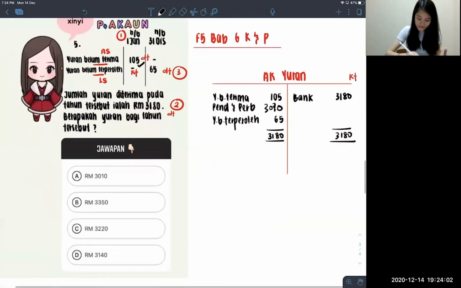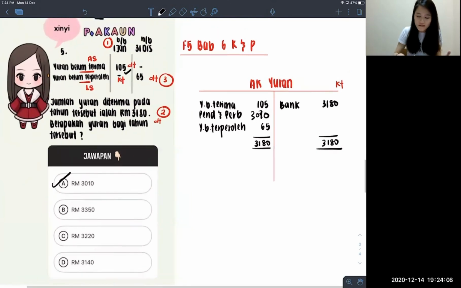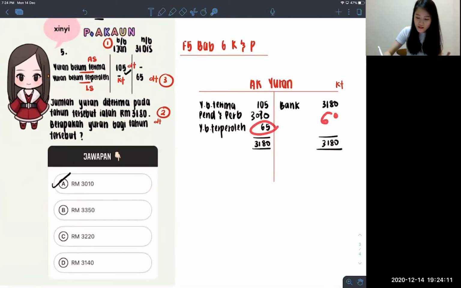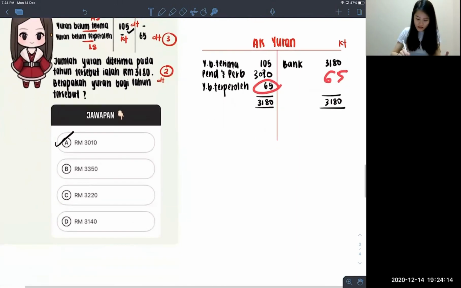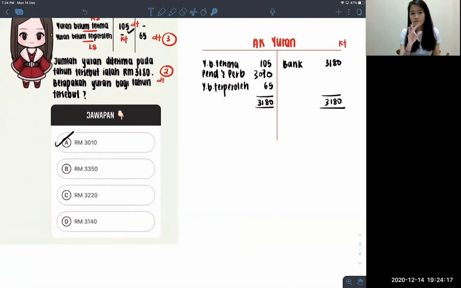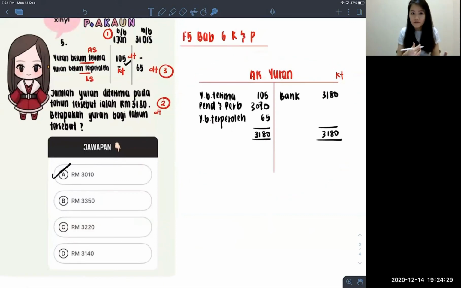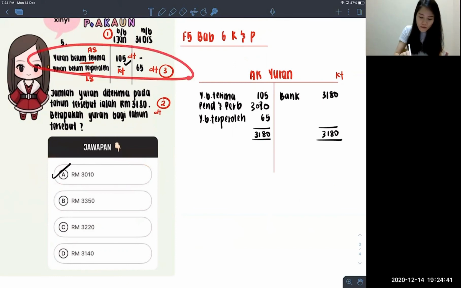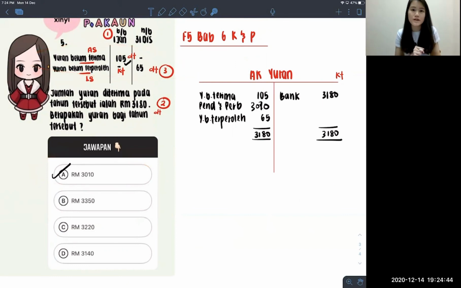So the correct answer is A. So you see, it's very important. If your Baki BB and HB, you position them wrongly, imagine you put your 65 over here, what answer would you get? The answer you get is 3140. So normally for objective questions, they will do this. They will provide you with ABCD that is possible for you to find out. So sometimes if you don't double check, you just press your calculator without drawing out the account yuran, you think the position is correct, but it turns out they give you all the possible answers, but it's not the correct one. The correct one is 3010. So you have to make sure, do not get tricked. Always label properly your Baki BB and HB because they are the points that might trick you and get you the wrong answer.